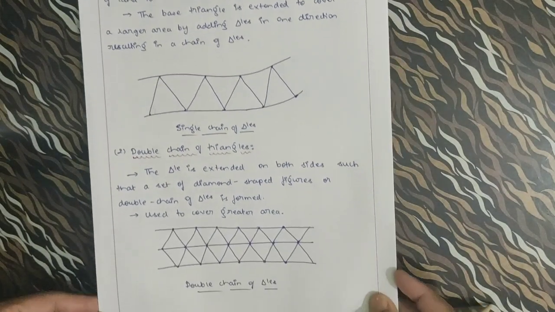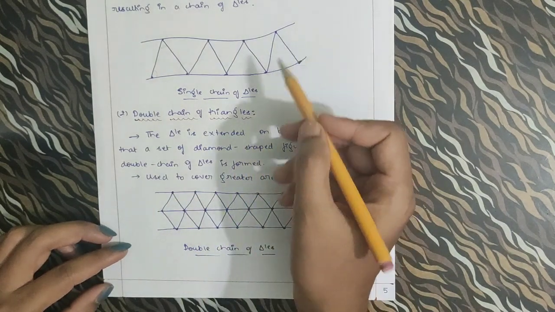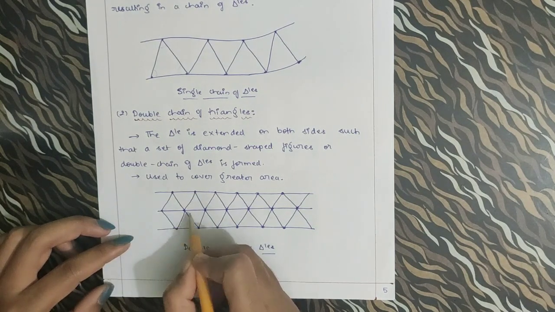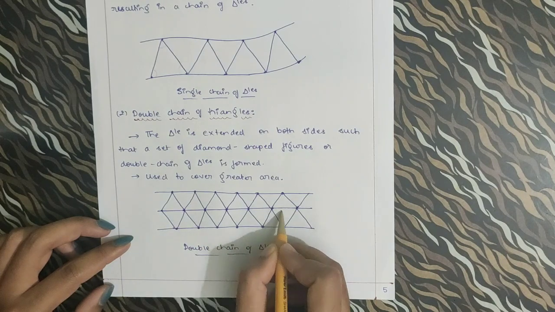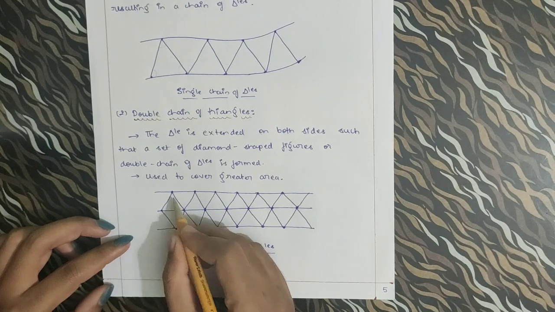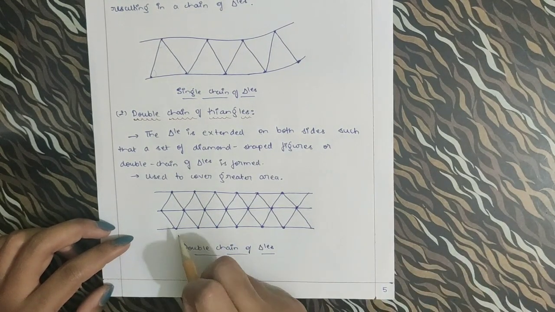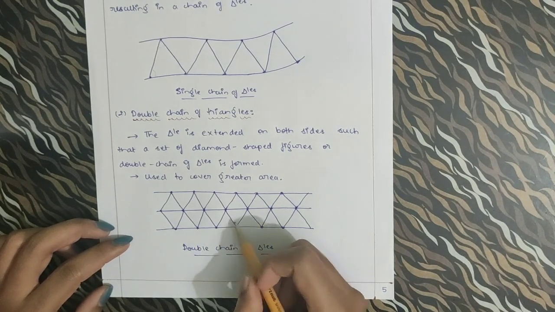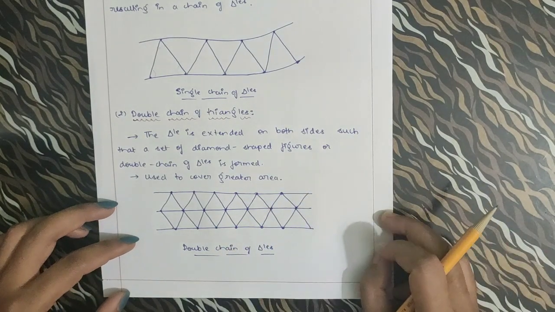Then coming to the double chain of triangles. This double chain of triangles is the same as the single chain of triangles, but here it is extended on two sides. That is, there is a common baseline, that is this. So using this common baseline you are extending the triangles on either side. This type, that is double chain of triangles, is preferred when covering larger widths and areas, when the width is larger and the area is big.